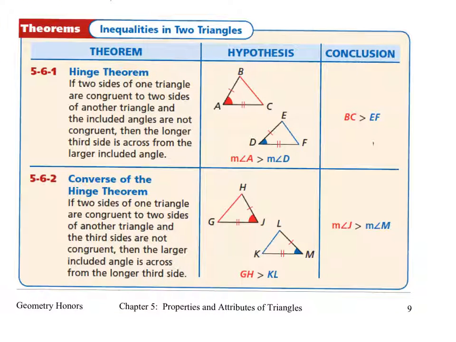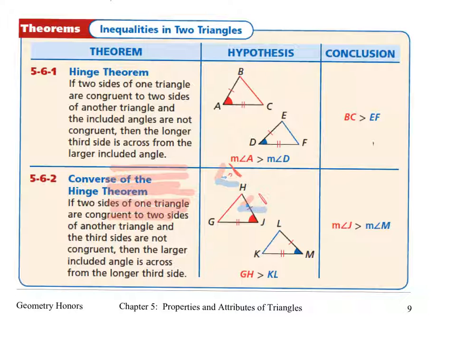Okay, the hinge theorem states if two sides of one triangle are congruent to two sides of another triangle, as shown here, our two sides are congruent. The included angles are not congruent, so maybe one of them is 70 and one's 50 degrees. Then the third side is longer across from the larger included angle. So that would mean that BC has to be larger than EF because it's across from the larger angle.